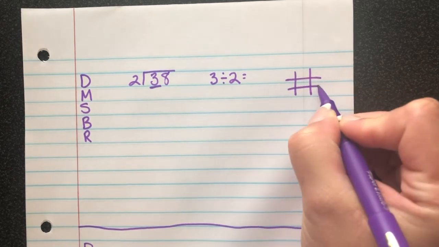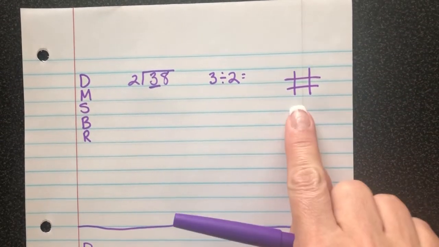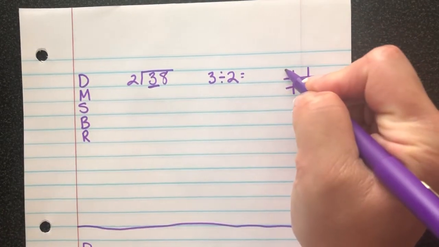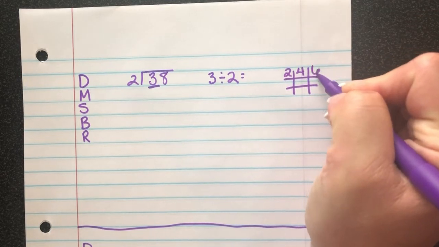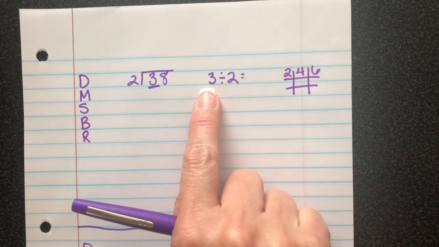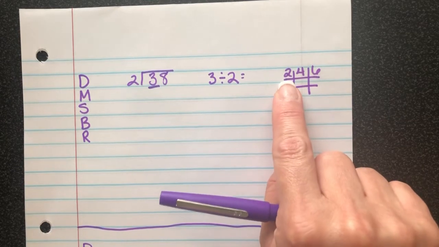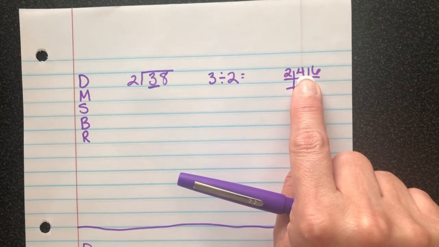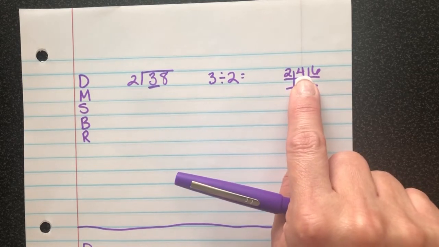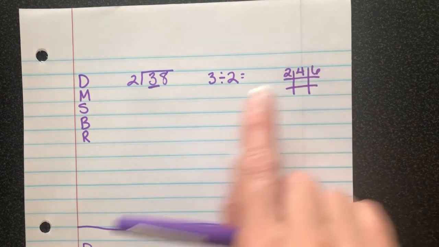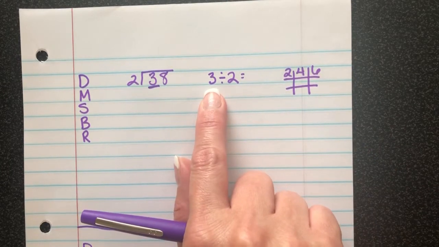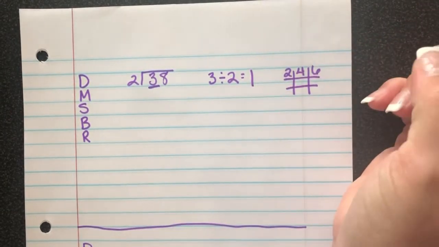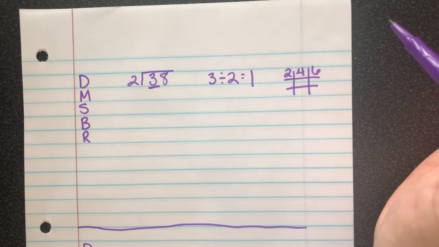For those that struggle with those math facts, I'm going to use my hashtag and fill in with my multiples of 2. I have 2, 4, 6, and I can already see I can't go over 3. So I can only take 1 group, because 2 times 2 is 4, and that 4 is going to be too much. That's higher than 3, so I can't use that. So we're going to say that 3 divided by 2 is 1. Yes, there's a remainder left over, but we're not going to worry about that.